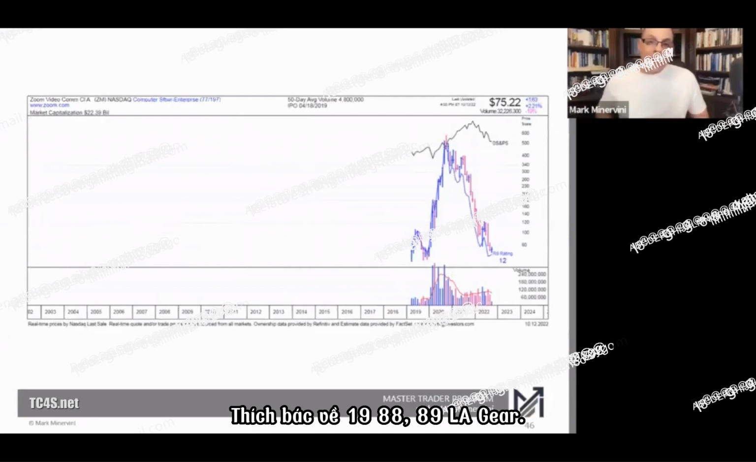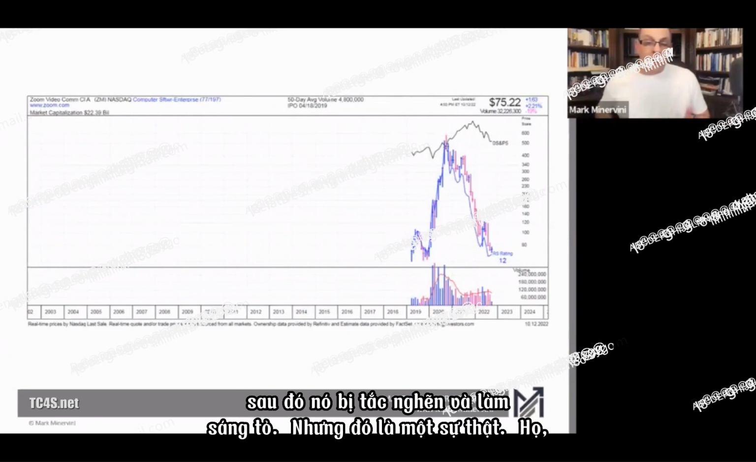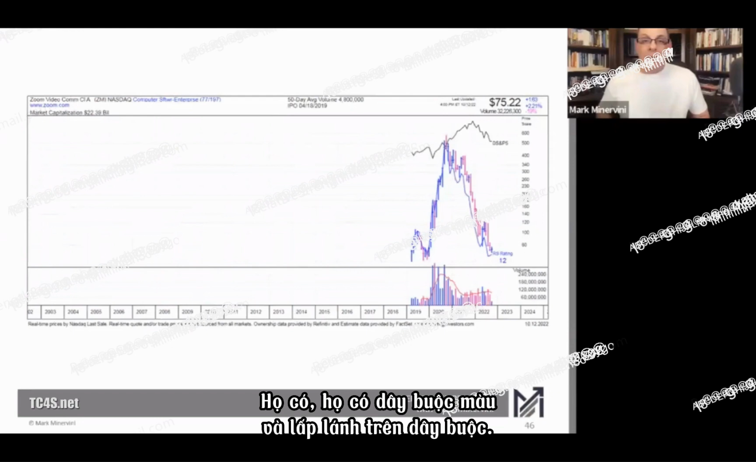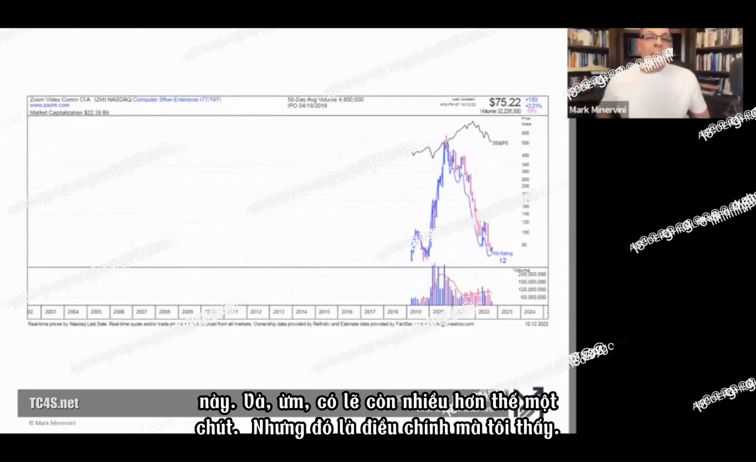Like you go back to 1988, '89, LA Gear. LA Gear was a stock that I held for a 400% move, and then it just got clobbered and unraveled. But it was a fad. And really all they did was they put glitter in the laces. They had colored laces and glitter in the laces. Nobody had ever done that before in these sneakers. And it was probably a little more than that, but that was the main thing that I saw.